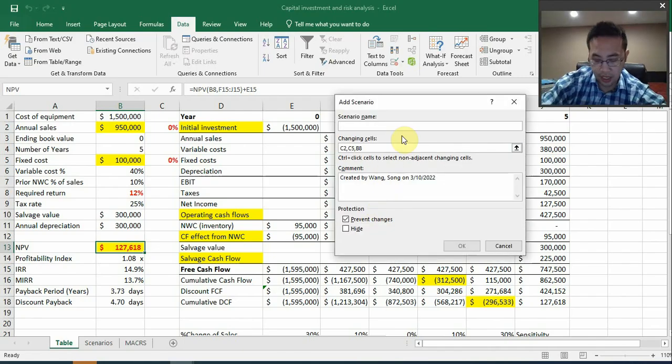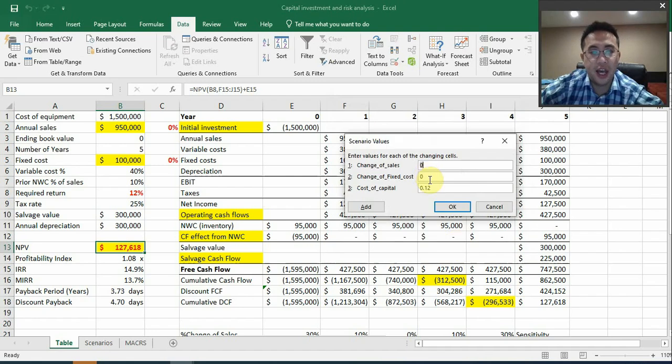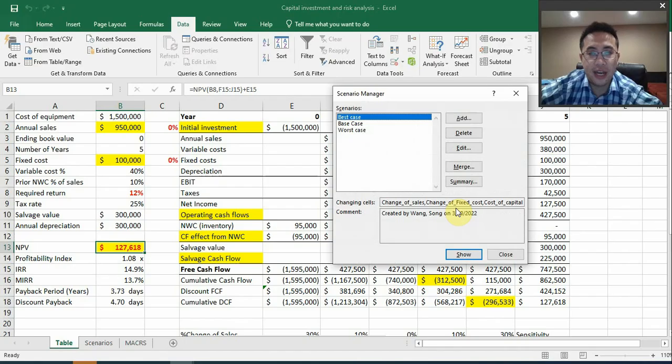Then I do the worst case. Still changing the same cells, the change of sales is negative 8%. That's worse. And the fixed cost increased by 15%, which also makes it worse. The cost of capital, instead of 12%, is now 20%. So that's my definition of the three scenarios: best, base, and worst.